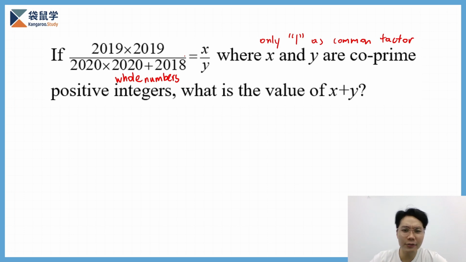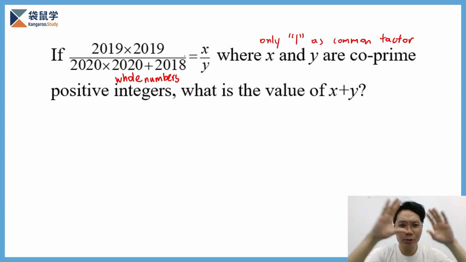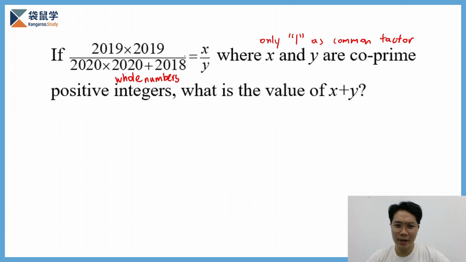So, can you think of the most direct way to solve this question? Of course, we can take 2019 times 2019, and then take 2020 times 2020, and then add 2018. And then we still have to simplify. That's too troublesome. I don't want to do it that way. I'm sure you don't want to, right? So, let's think of another way to solve this question.